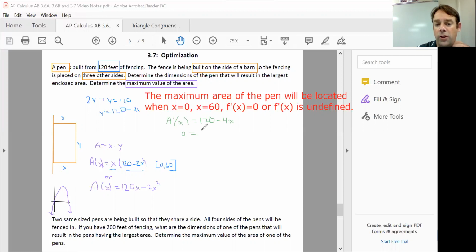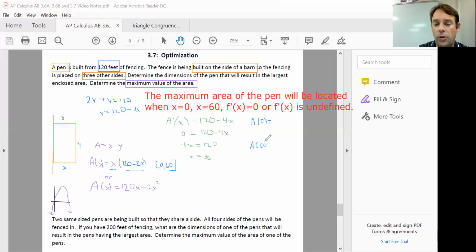So we take our derivative, we set it equal to 0, minus 4x, 4x equals 120. x equals 30. That means I have one critical number on my closed domain. So we're going to go ahead and figure out A of 0. And these are really trivial as far as being on an absolute extrema here.